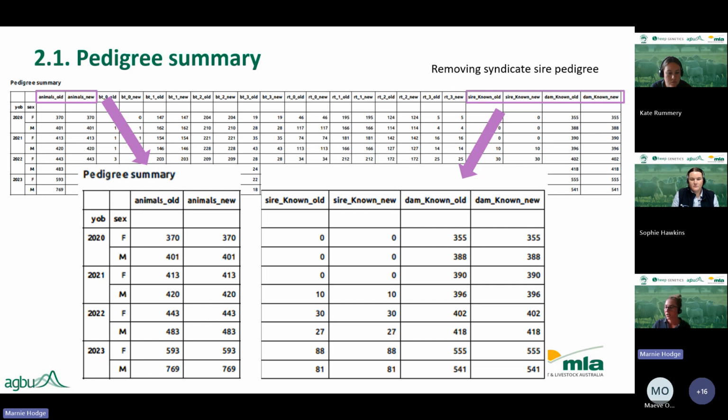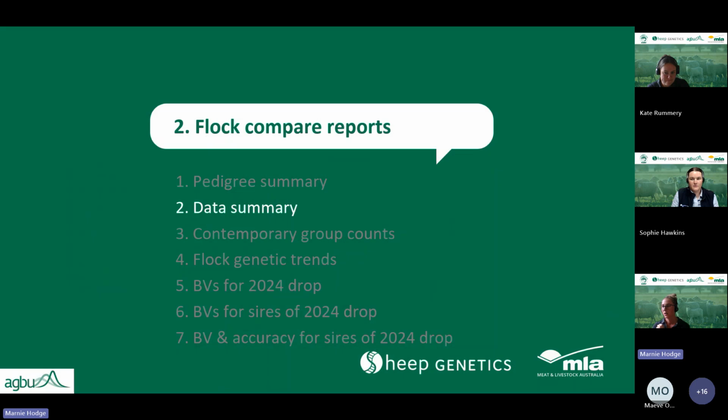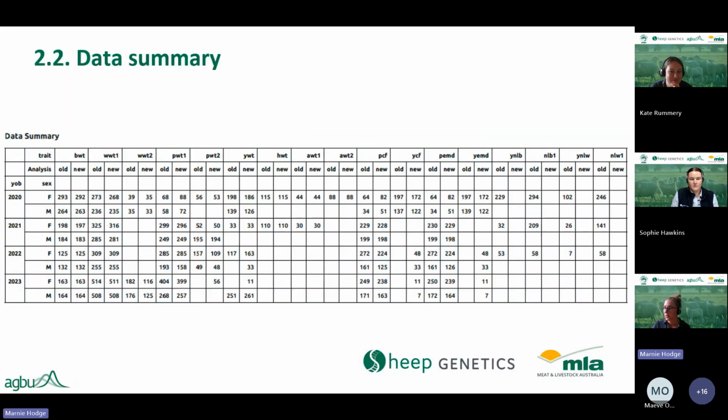So just really important to think about what information is being presented in this report in the context of the enhancements that we've made for combined land plan. So next, moving on to the data summary table. This is an example screenshot of a flock's data summary table. So again, there are only 4 year drops, from 2020 to 2023, and it's broken down by males and females within each year of birth.